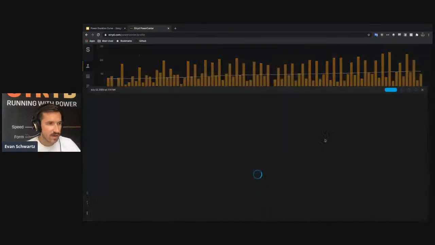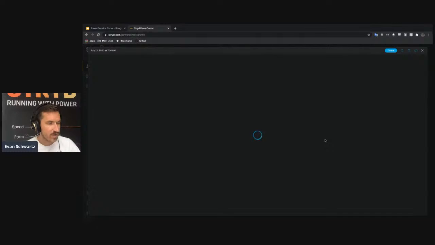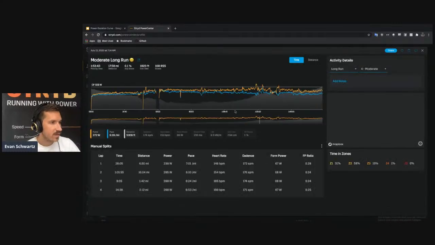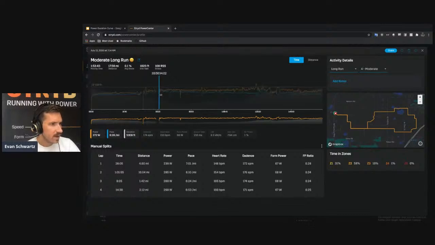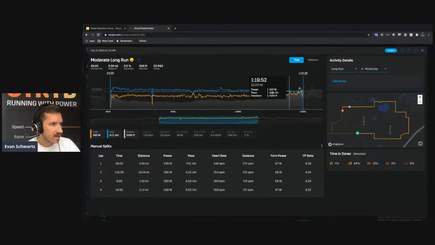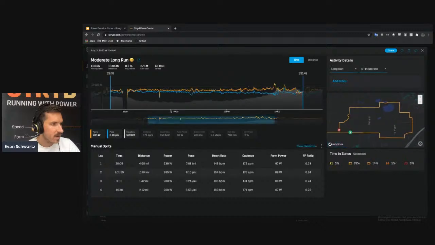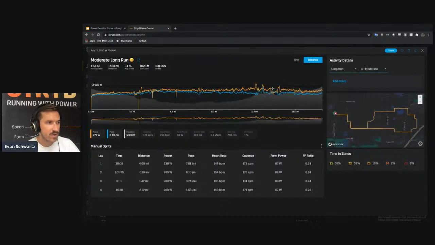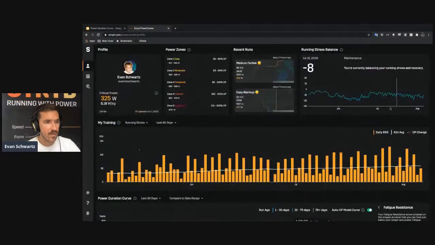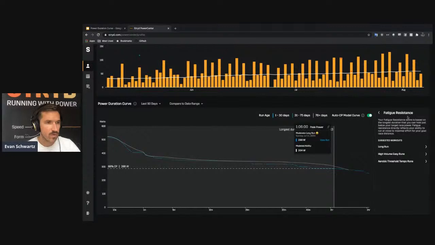So I can actually click into here, view the run straight from PowerCenter. While the activity loads, I can then see my 10-mile moderate section here. I can click on the lap here, and I can see that for this time period where I did this up-tempo section, this contributed the highest to my fatigue resistance, which is a really, really cool insight, something that I think helps you understand your overall training.